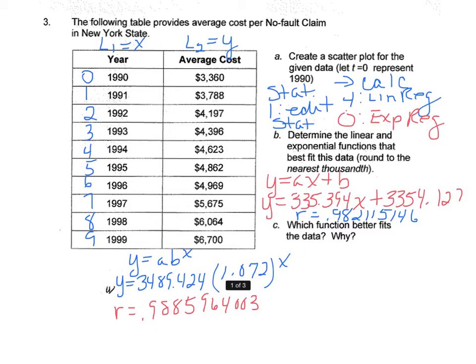Hopefully your answer is exponential, and tell me why. Agree, because the correlation coefficient, which is your R value, is closer to 1 than the other one is. All right, now I want you to create the scatter plot on the grid below. Pause the video, then come back and see if yours matches mine.